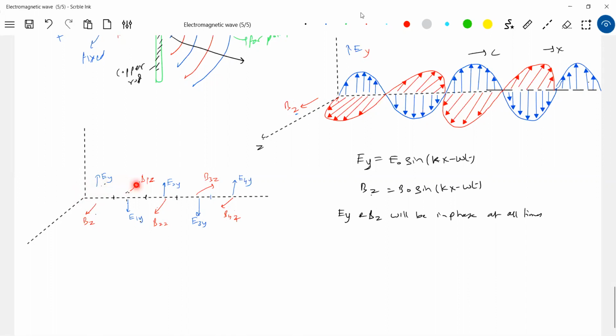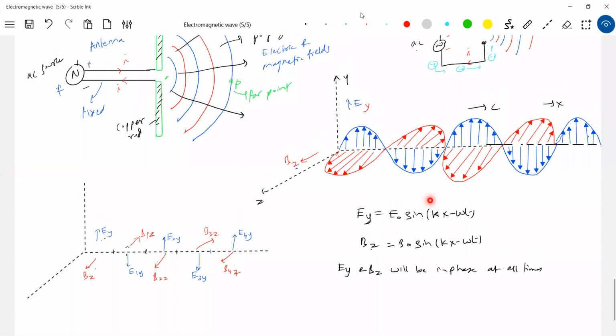So like that, continuously, what happens? The propagation occurs here. And what is the equation for the propagation? Traveling wave. And this was the EM wave that Maxwell proposed. When they are propagating, the direction of propagation will be perpendicular to the direction of the electric and magnetic field, and they will always be mutually perpendicular. E_y and B_z will be in phase at all times.